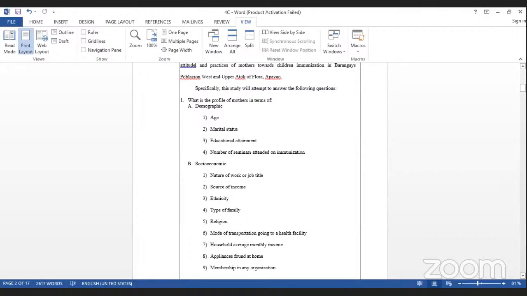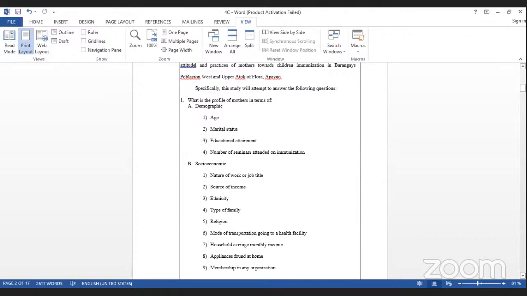So when you talk about your specific objective number one, what's the profile of mothers in terms of demographics? And you'll say age. It all depends on your questionnaire later, whether you will get the age as continuous data, which is 20 years and 4 months, something like that. Or you can come up with discrete groupings of their age, not teenage mothers, then 20 to 24 or 34, and then 35 to 49. You can group them.